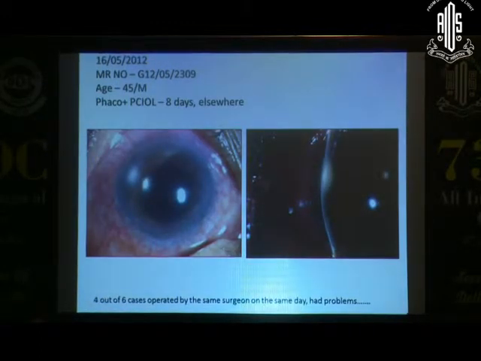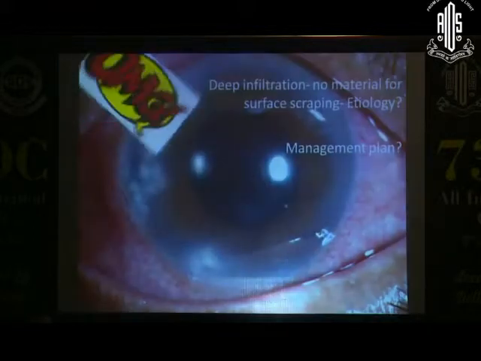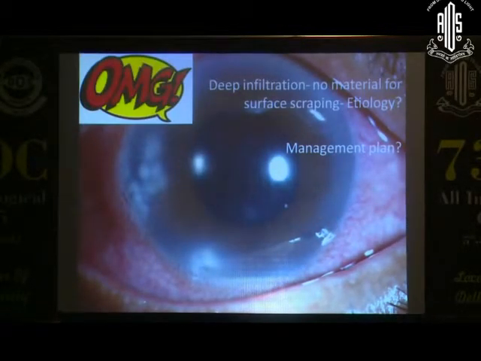The same day, another patient operated by the same surgeon in the same clinic had a similar lesion at the wound site, deep infiltrate. Apparently, 4 of the 6 cases operated on the same day by the same surgeon had problems. So there was deep infiltration. There was no surface infiltration for scraping. We really didn't know the etiology and how to manage this.